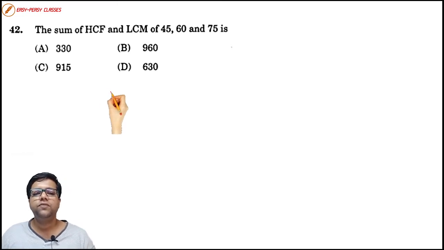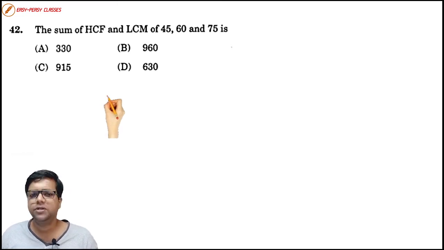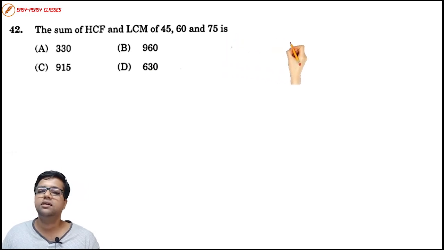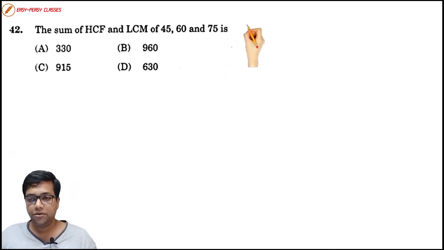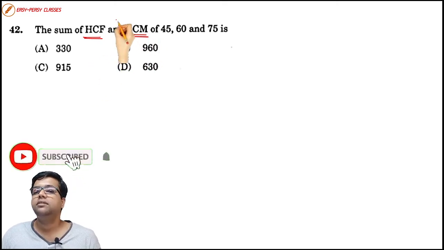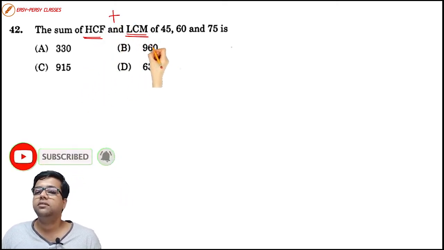Moving forward to our next question, question number 42. The sum of HCF and LCM of 45, 60, 75 is. Okay, first you need to find the HCF, then you need to find the LCM, then you need to add both of them. That will be the one among these answers.